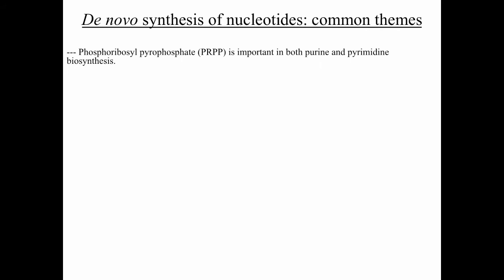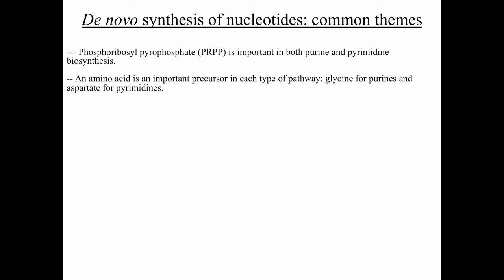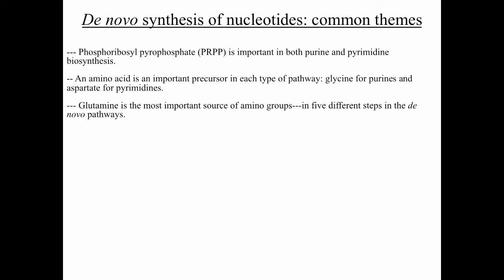We can see that PRPP is important for both purine and pyrimidine biosynthesis, although it comes into the biosynthetic pathways at different times. We can see that amino acids serve as important precursors for each pathway. Glycine starts the purine pathway, and aspartate starts the pyrimidine pathway. We can see that glutamine is a very important source of amino groups in 4 different steps of the de novo pathway. Aspartate is also used as a source of the amino group in the purine pathway.